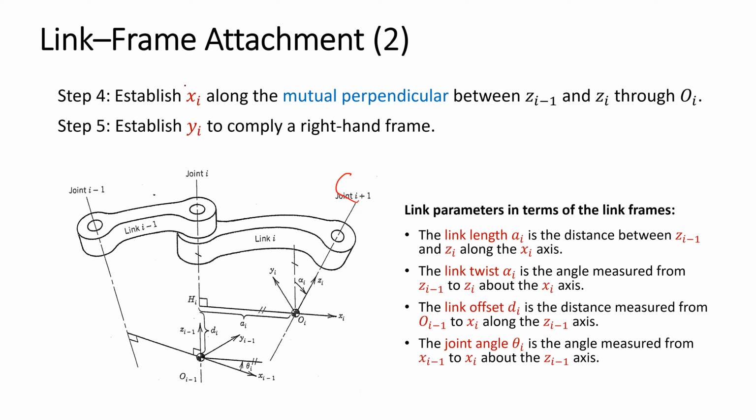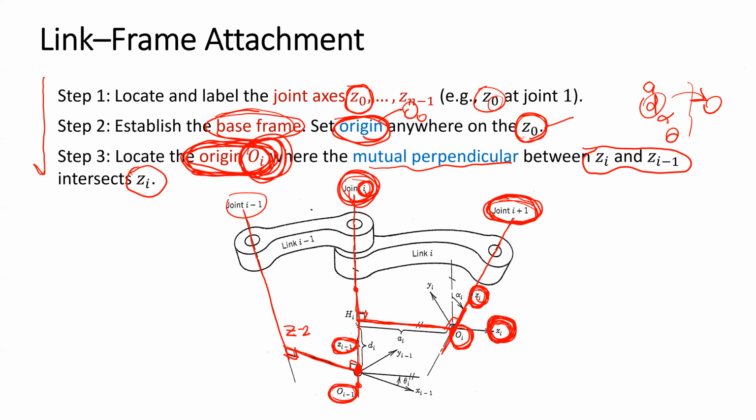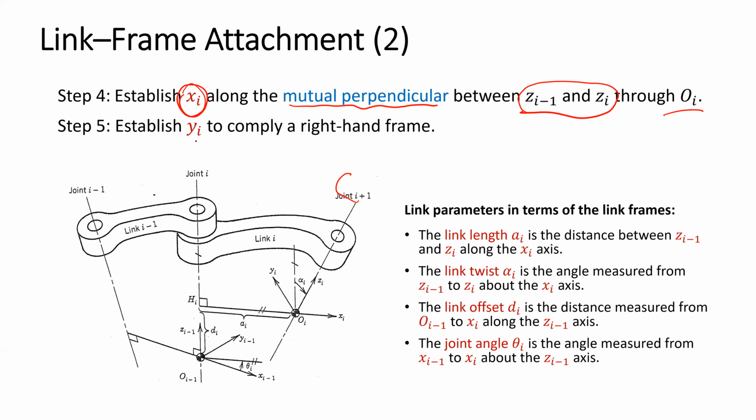The x-axis is the direction of the mutual perpendicular between the Ci minus 1 and the Ci, and the x-axis needs to pass through the origin. So the x-axis is the direction of the mutual perpendicular here, and it needs to pass through the origin. The y-axis is nothing important, we just obtain the y-axis direction from the right-hand rule.